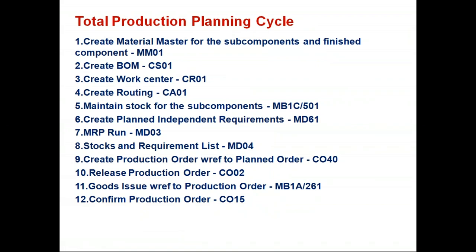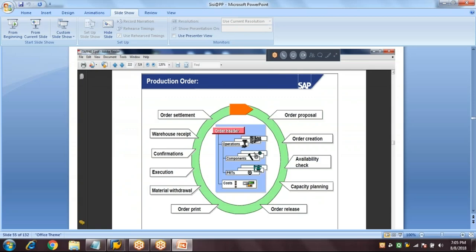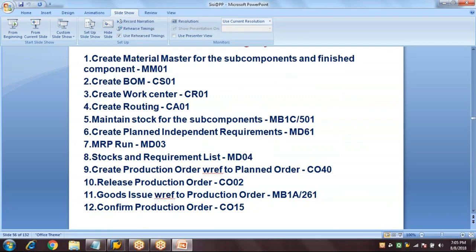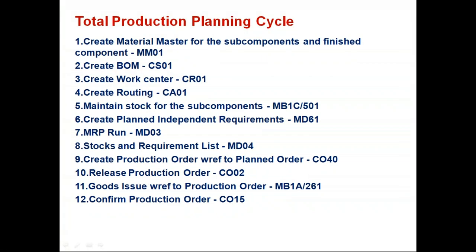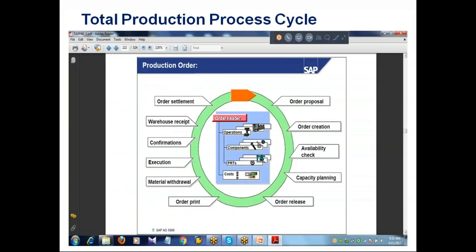Now here, there are two ways to create a production order. One is you can run the MRP for the finished material. Once you run MRP, a planned order is created, then the planned order is further converted to a production order, then the process goes on. First I will show manual creation of a production order. First I will execute that cycle.